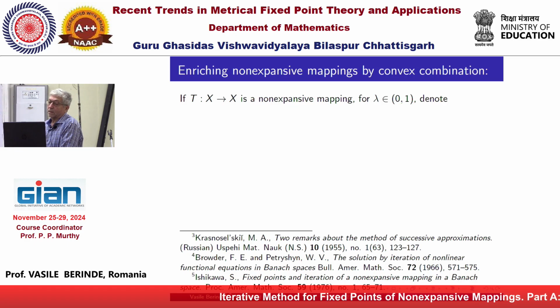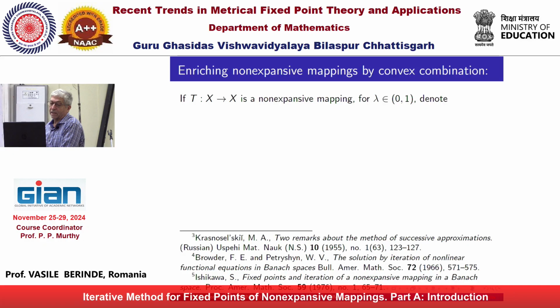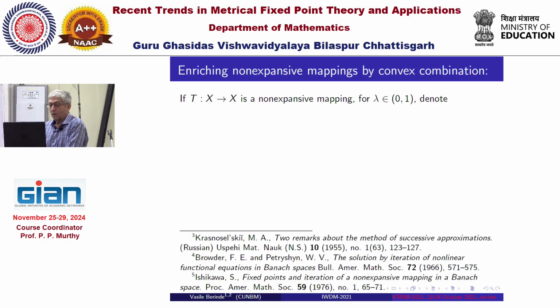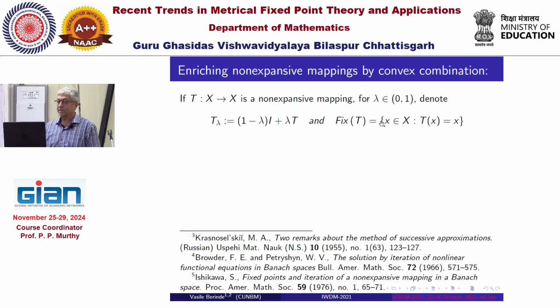So how I discovered what I call the enrichment of non-expansive mappings by convex combination. I was, when I wrote my book, more than 20 years ago, because the first edition was published in Romania, and in Springer is the second edition. I was studying iterative methods for non-expansive mappings. And here we need the following concept. We denote by T lambda the convex average of the identity operator and the given operator T, which is non-expansive. We denote the fixed point set similarly as before.